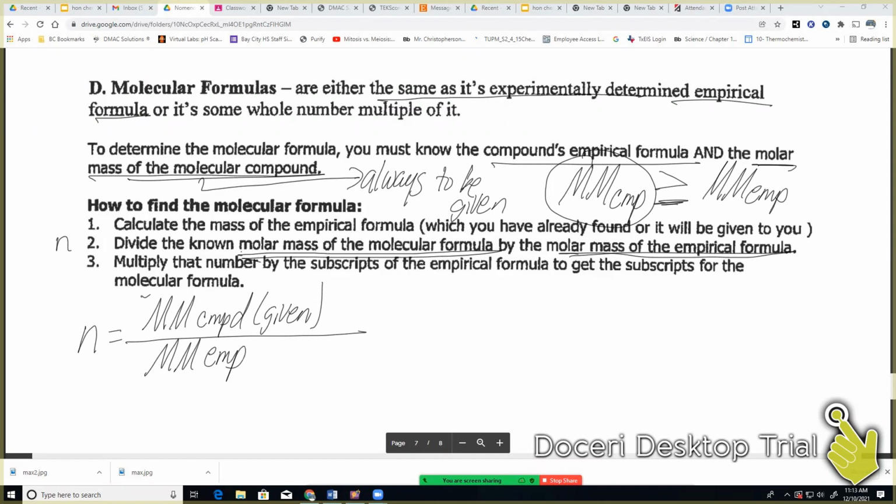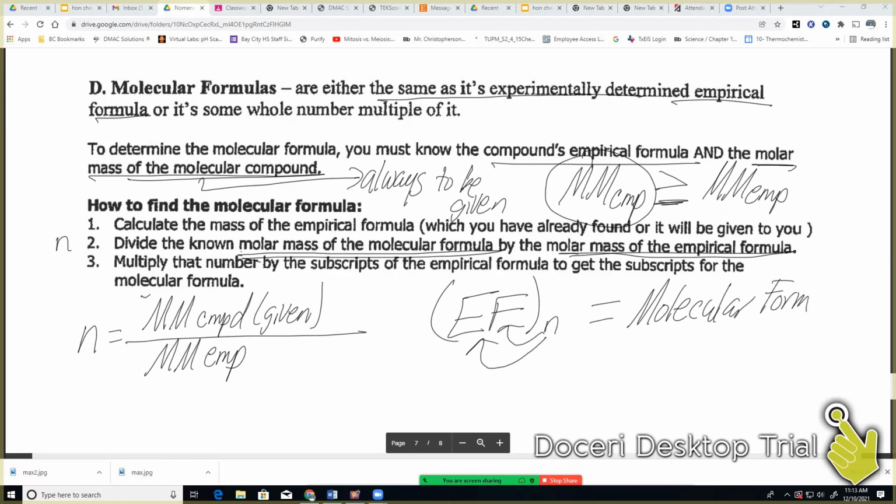So once you've got this set up, then you're going to take that n that you figured out and you're going to use it to multiply by the subscripts of the empirical formula to get the subscripts for the molecular formula. So once I have figured out my little n, then I'm just going to do subscript times subscript to change those, and that'll get me to my molecular formula. So if you found out that n was equal to 1, then that's when you would know that they just both happen to be the same.